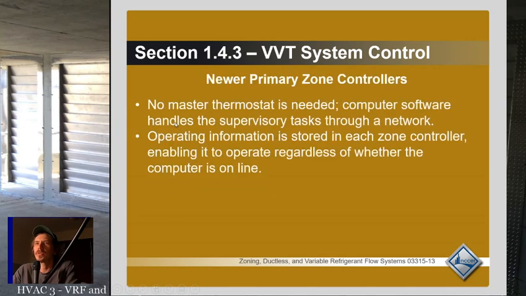Newer primary zone controllers, no master thermostat is needed. Computer software handles the supervisory tasks through a network. Operating information is stored in each zone controller, enabling it to operate regardless of whether or not the computer is online. And that's very common too if you're talking about a commercial system, VVT, VAV systems, whatever it is. If the zone loses communication, generally it's going to stay operating in the position it was when it shut down. So you will usually maintain system operation even if there's no communication until the temperatures get way out of whack and it's operating in the wrong mode or whatever.